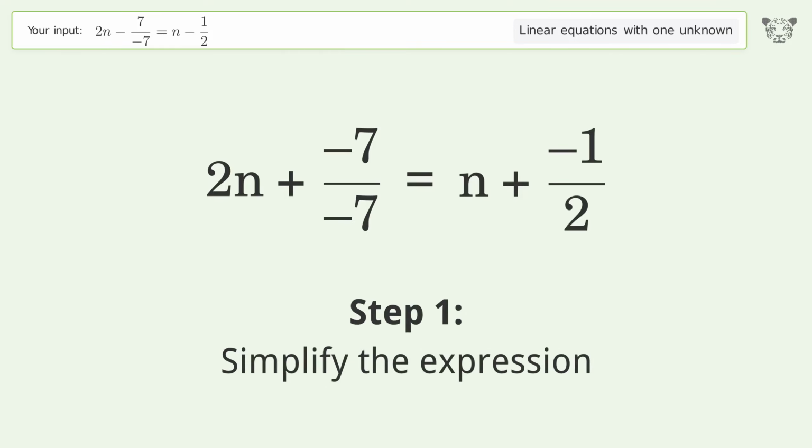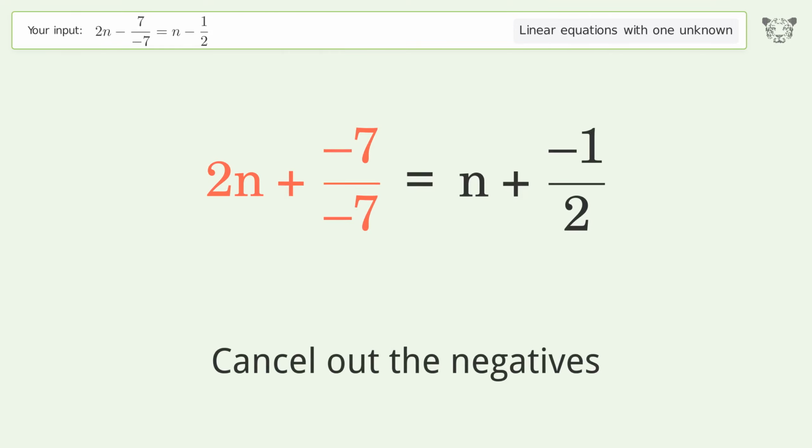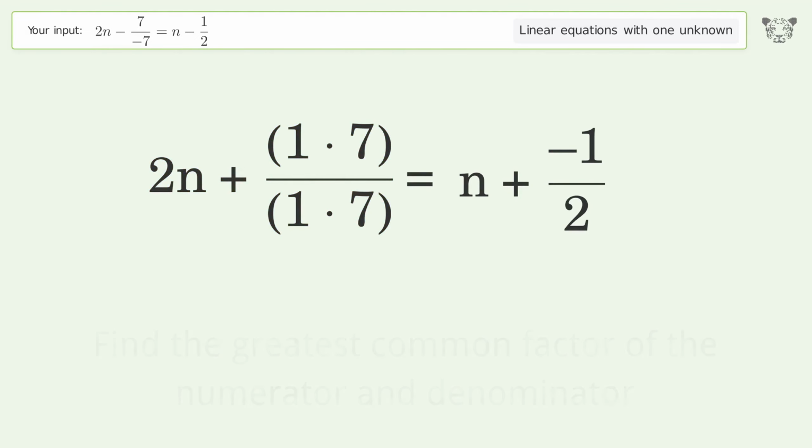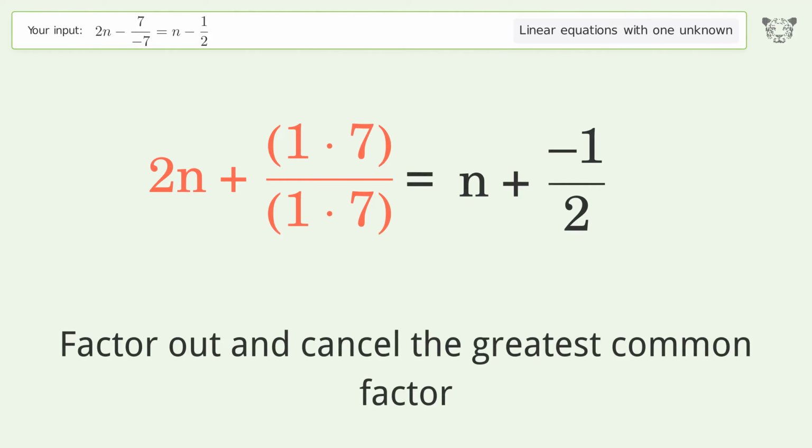Simplify the expression. Cancel out the negatives. Find the greatest common factor of the numerator and denominator. Factor out and cancel the greatest common factor.